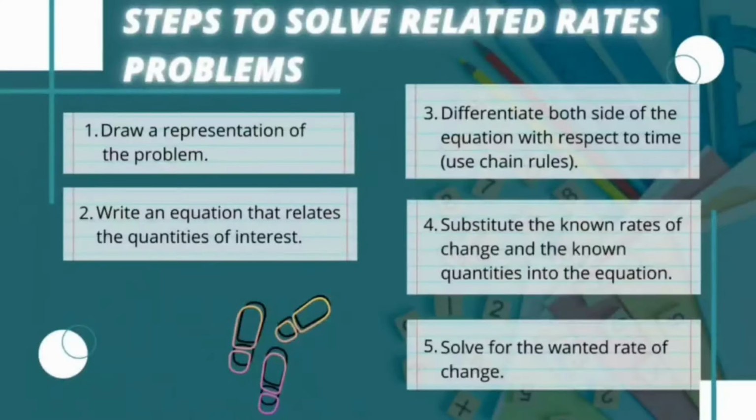Steps to solve a related rate problem. Number 1. Draw a representation of the problem. Number 2. Write an equation that relates the quantities of interest. Number 3. Differentiate both sides of the equation with respect to time. Number 4. Substitute the rate of change and the known quantities into the equation. And the last one, solve for the wanted rate of change. Now let's get to example 1.